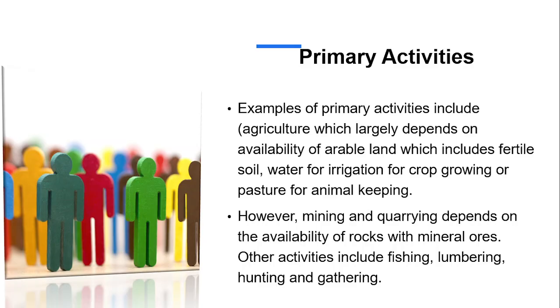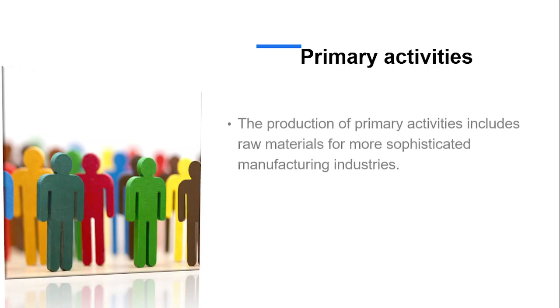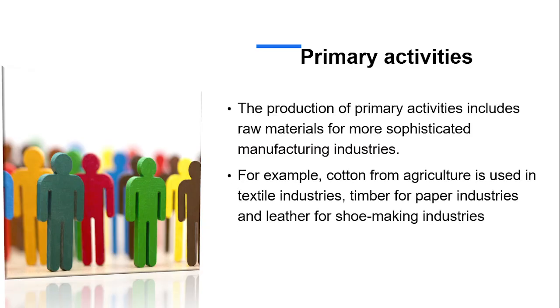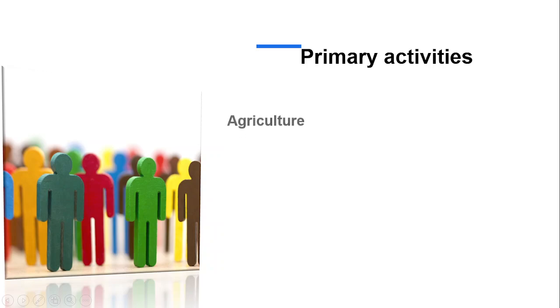We'll see these primary activities and dive into them a little bit, discussing them in detail. The production of the primary activities includes various raw materials for more sophisticated manufacturing industries. For example, cotton from agriculture is used in the textile industries, timber for the paper industries, and leather for the shoemaking industries. Now, let's see these primary activities. We'll start with the first one. We'll discuss some of them in this video, then we'll move on to the other ones in the next session.